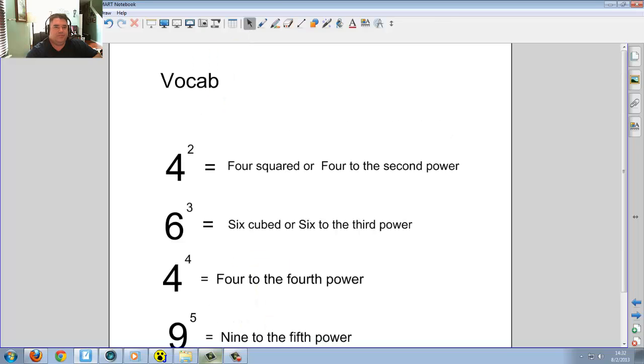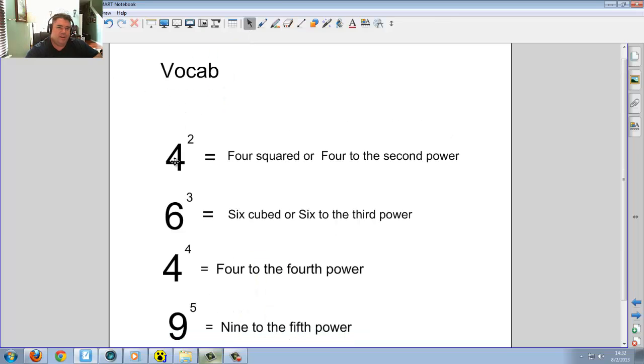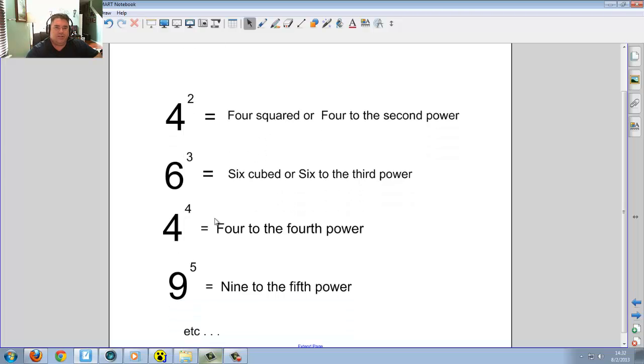Next page. Some vocab. So if you have something to the second power, it means square. So 4 to the second power means 4 squared. A 3 in the corner means the third power, or cubed. These are the only 2 types that have a special name. 2 is squared, 3 is cubed. Everything after that is to the 4th power, 5th power, 6th power.